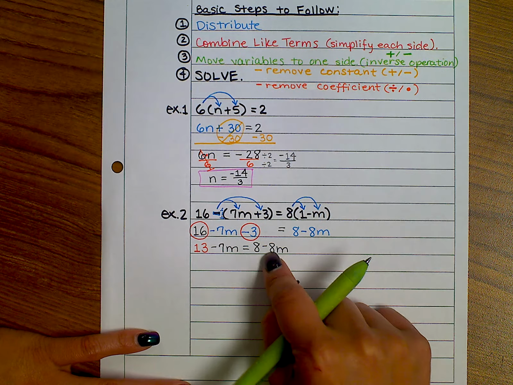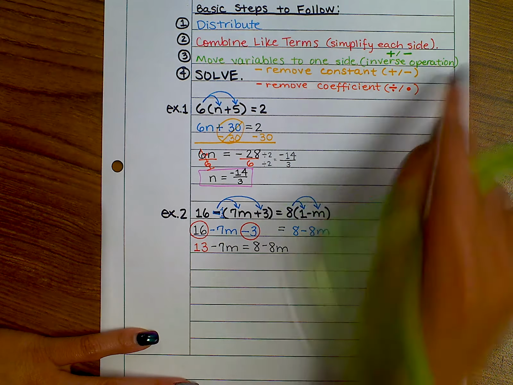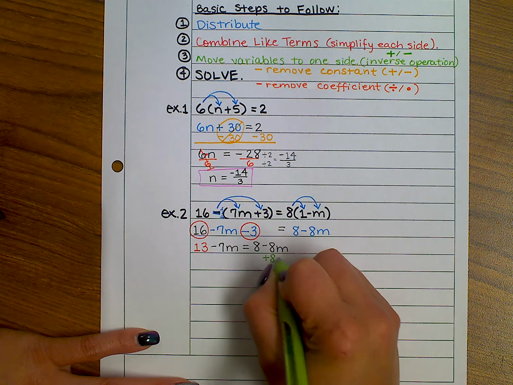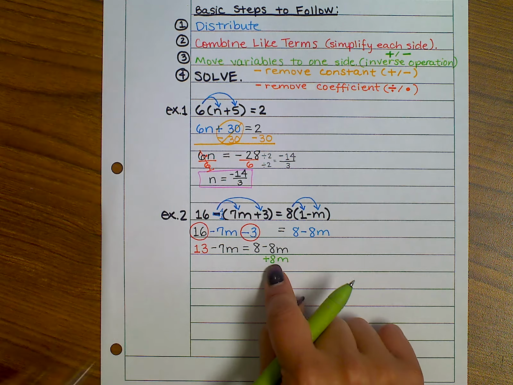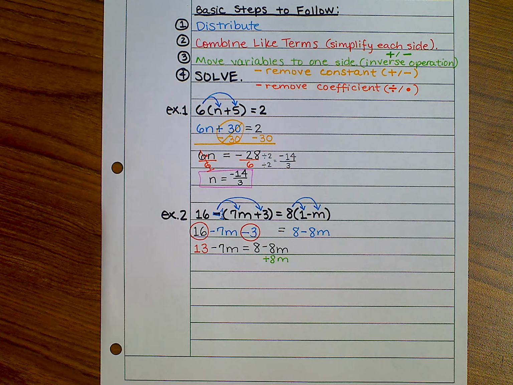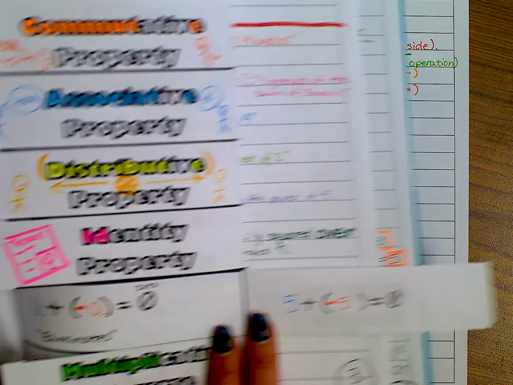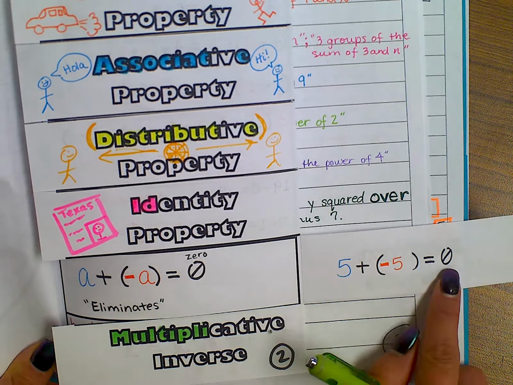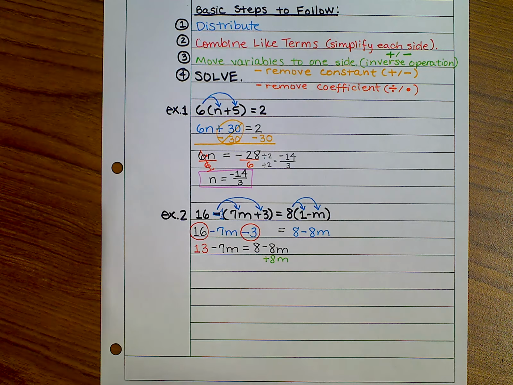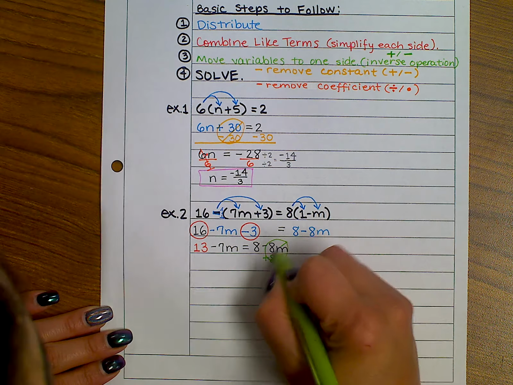Well, since that's negative 8m, the inverse operation would be addition. Now, remember, whenever we are taking the positive and negative version, let's take a look at our notes. Here we go. The additive inverse. So if I take the positive version of the number and I combine it with the negative version, it eliminates. So this becomes a big fat 0.